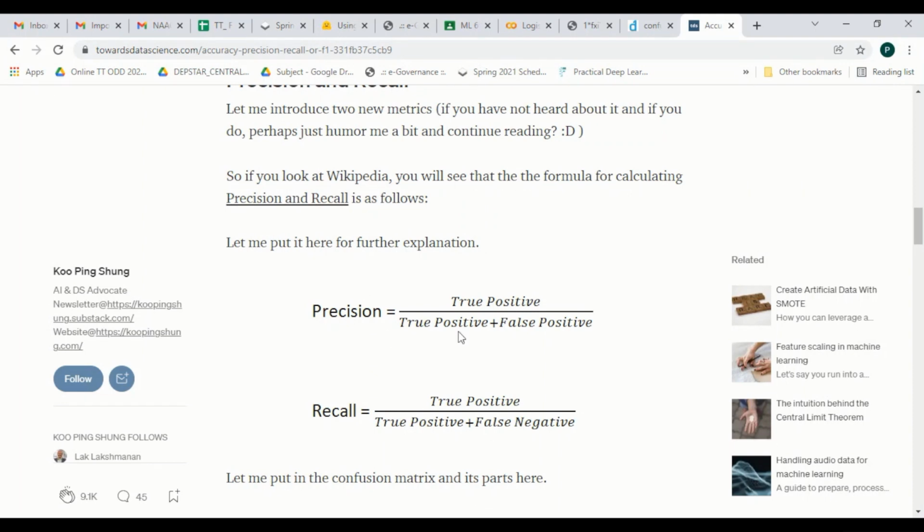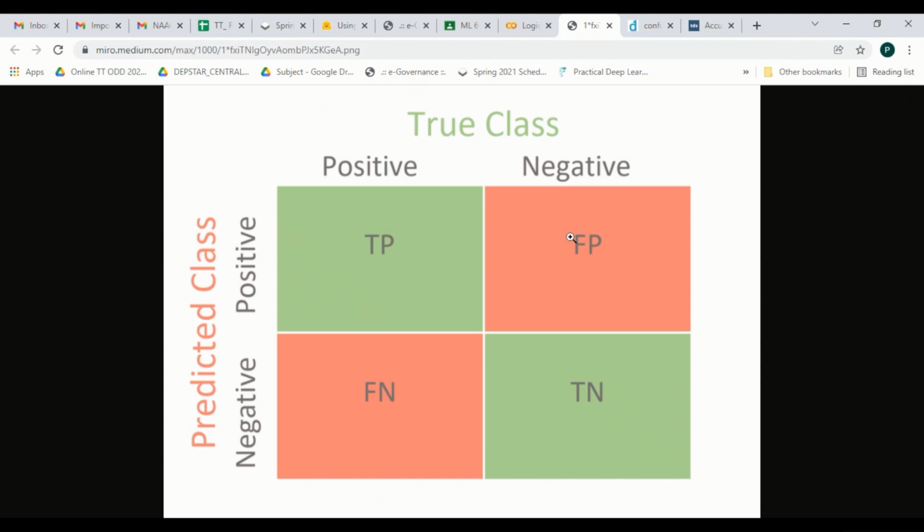Okay. So what does this precision mean? True positive matlab humne positive predict kiya hai aur actual mein bhi positive. Theek hai. And then true positive plus false positive. False positive kya hai ke humne predicted positive kiya lekin wo actual mein positive nahi hai. Okay. So precision is equals to this divided by this whole thing. So true positive divided by the whole first row. This is our precision.